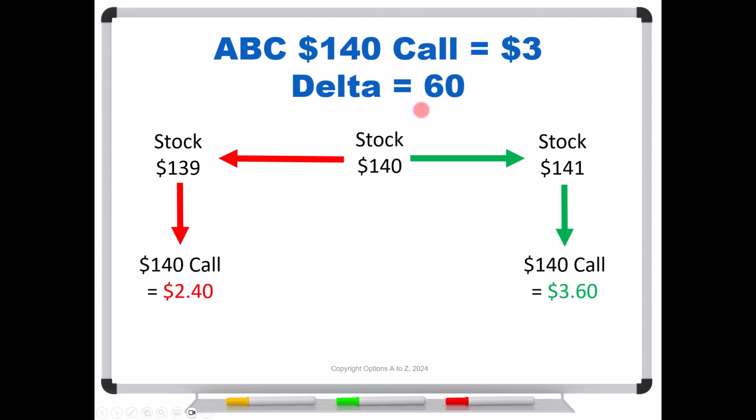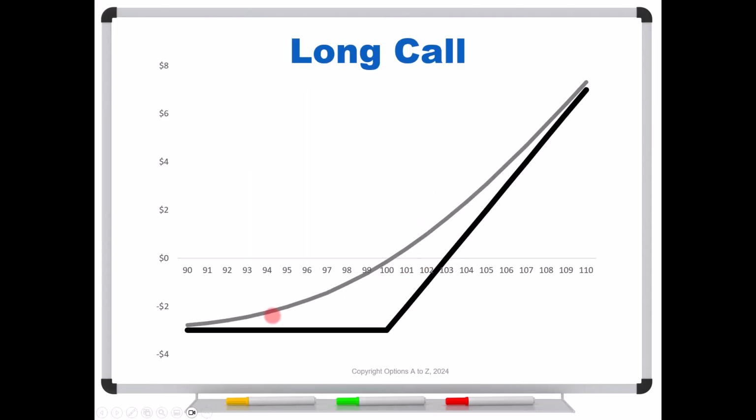Okay, so where are these measurements coming from? When your broker's platform says it has a delta of 60, where is it getting that? Well, again, it's just simply a measurement of your risk graph. So look at the gray line. We've talked about these risk profiles before. The gray line is the current curve. Let's say it has 30 days to expiration. The black curve down here is at expiration.